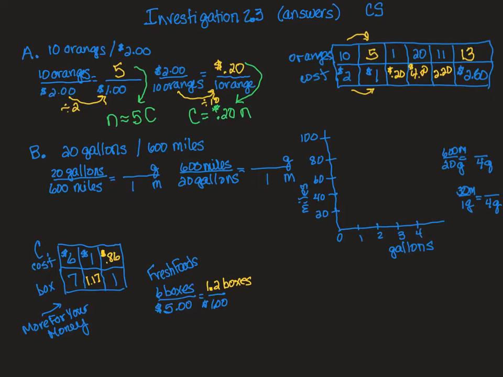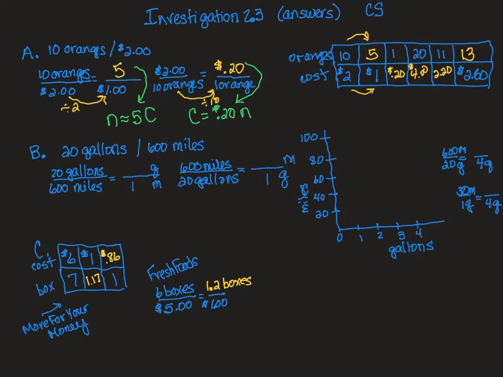B says I have 20 gallons and that will take me 600 miles. And again, they want you to do the unit rate both ways. So I'm going to have gallons per mile and miles per gallon. Oh, okay, I made a mistake here. Let me just get that. This would be gallons, and this would be miles. Oh, that is ugly. Okay, let me get that fixed up. Yeah, there we go. Okay, and so this is going to be miles, and this is going to be gallons.